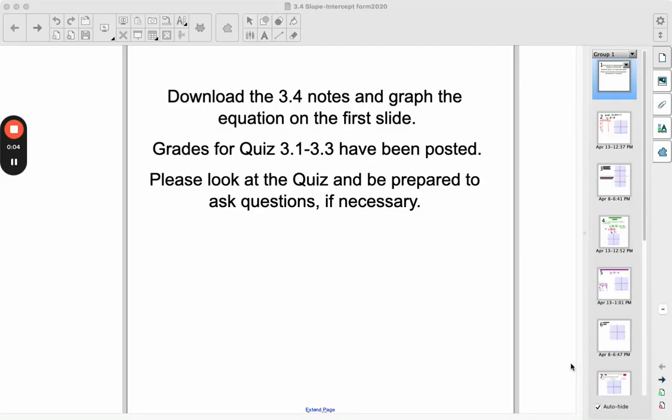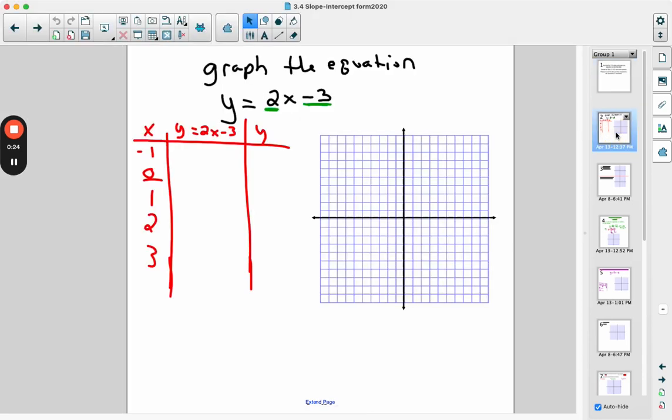Let's start by please downloading the notes for 3.4. And on the first slide of the notes, there is an equation that it asks you to graph. Your grades for quiz 3.1 to 3.3 should have been posted by now, and if you get finished with that, you can also look at those, or you can do that after class today. So go ahead and download the notes and work on the first slide, which asks you to graph this equation. Pause now until you're finished.